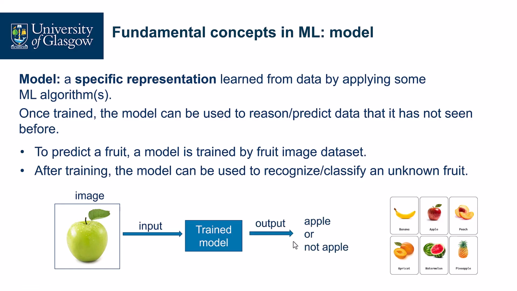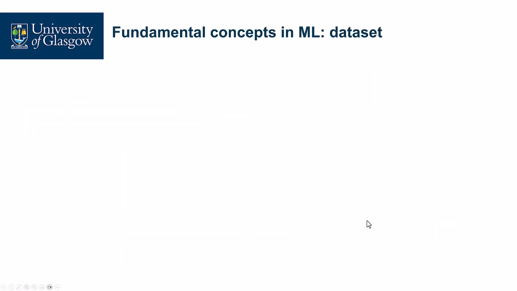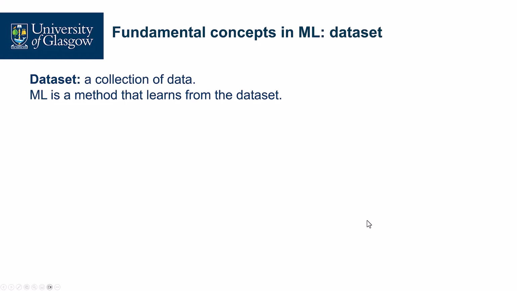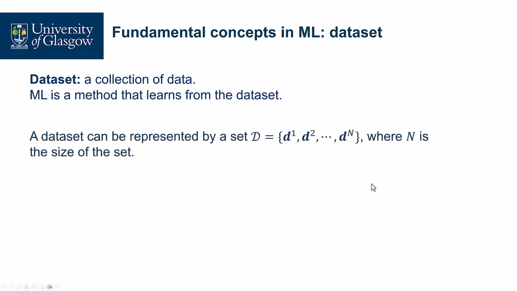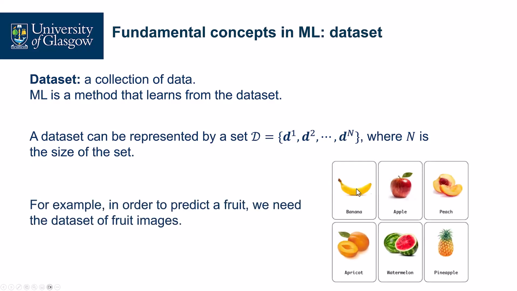What does it do? The machine learning model, as I've said, is trained by the data set. For example, this is a data set example, right? We think of a data set as a collection of data. So for the machine learning model to be trained, we can say it's like D equals D1, D2, ..., Dn, right? So n is the size of the data set. In the fruit example, we can see the size of the data set is 6, right? All of them are fruit images.